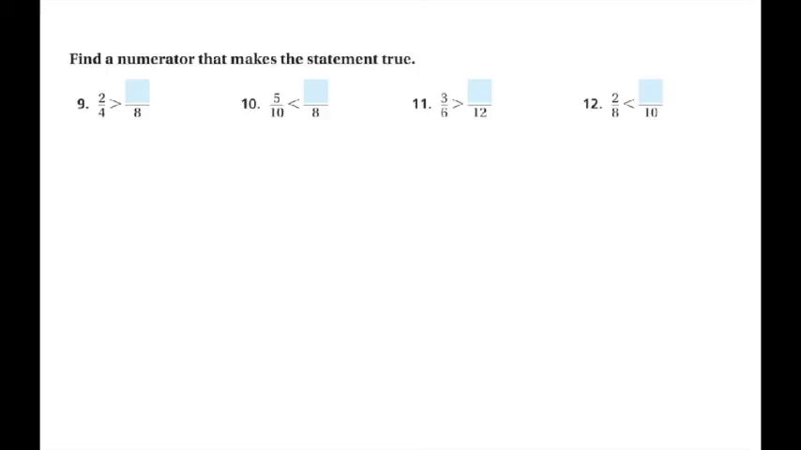Now we're going to look at these. In this section, we have to make the statements true. So we're given 2/4, and remember 2/4 is the same thing as 1/2. So 1/2 is greater than some number of eighths. Now I'm thinking, how many eighths are equal to 1/2? Well, 4/8 are equal to 1/2, so my numerator is going to have to be smaller than 4. I can put a 3 there, a 2 there, or a 1 there. I'll just put a 3.